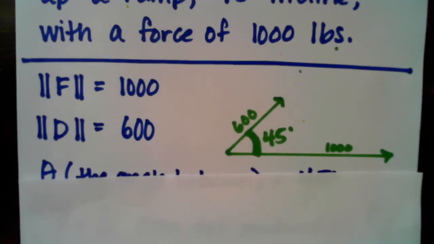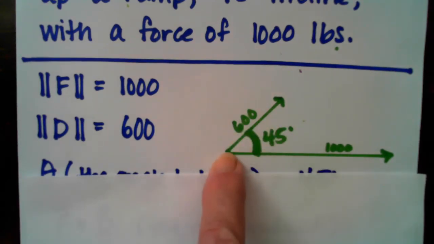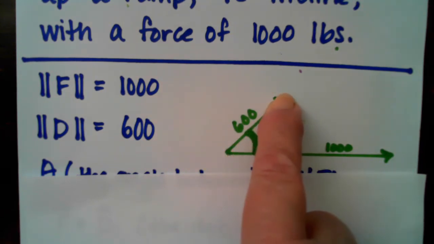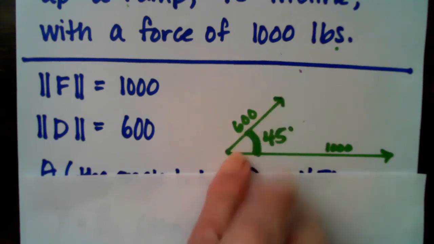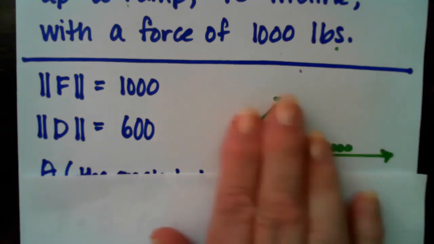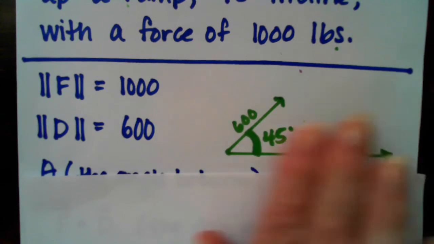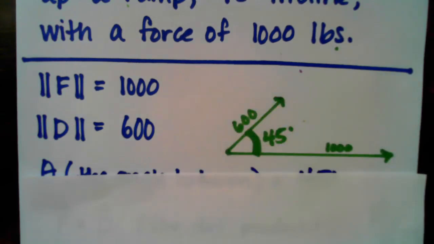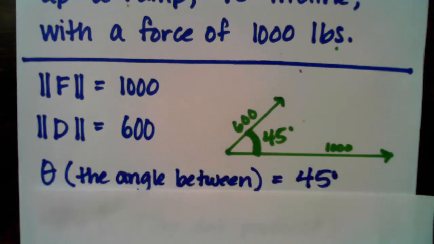And this is kind of a diagram of what's happening. Right here would be the crate. The crate is going up this incline 600 feet, and then it's stopping. What's creating that to happen is a force that is constantly pulling or pushing this object across this way, which is why there's an angle of 45 degrees between them.